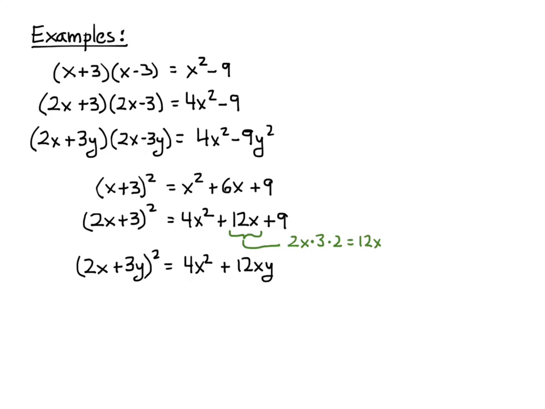Similar example now using 2 variables. You look at that middle term, and that's going to be 2x times 3y is 6xy times 2 is 12xy, and there's that middle term. And then the outer terms are just the 2x squared and then the 3y squared.